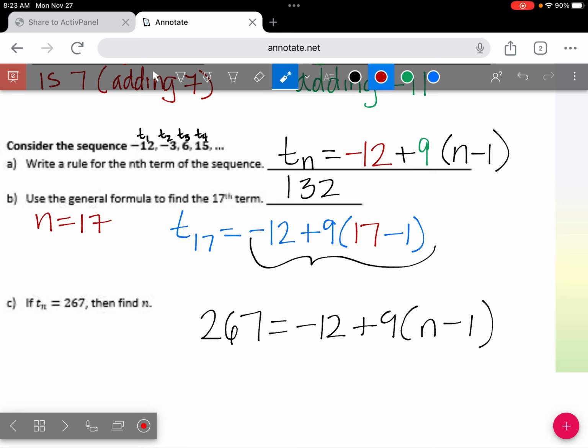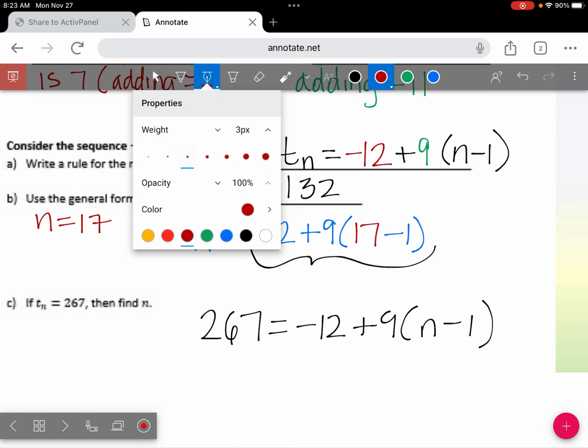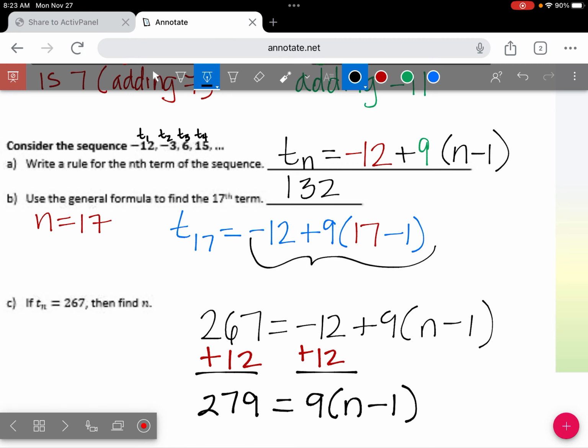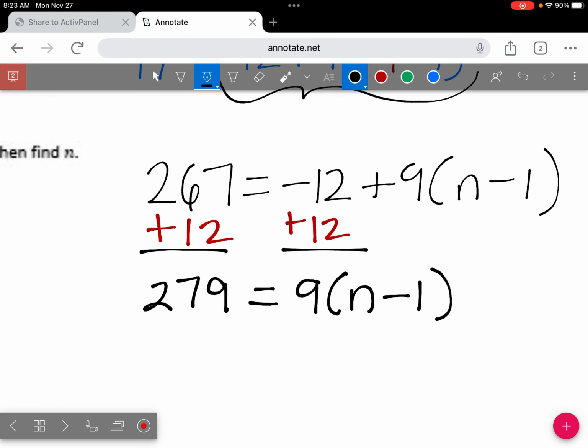So the first thing I did was I added 12, which gave me 279 equals 9 times n minus 1. So you have two options at this point. You can distribute the 9. But instead of doing that, I just want to get rid of it. If it's being multiplied, I'm just going to divide it out instead of distributing it. You get the same answer if you do it the other way on the test, or the quiz, I should say. I will not mark it wrong because that's still also mathematically correct to do it that way.